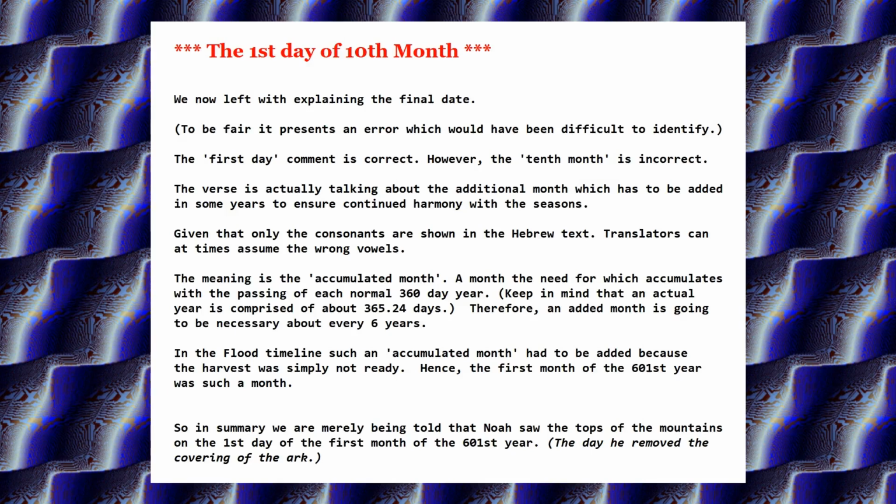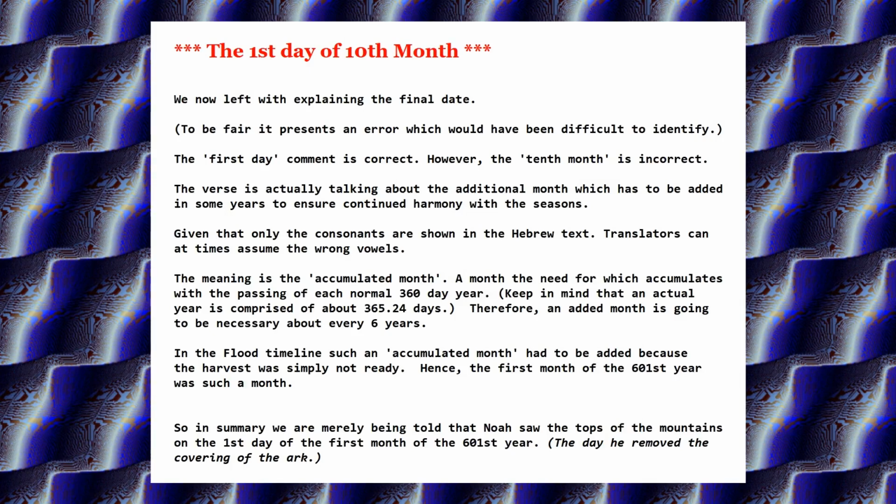The first day comment is correct. However, the 10th month is incorrect. The verse is actually talking about the additional month, which has to be added in some years to ensure continued harmony with the seasons. Given that only the consonants are shown in the Hebrew text, translators can at times assume the wrong vowels. The meaning is the accumulated month. A month the need for which accumulates with the passing of each normal 360-day year.